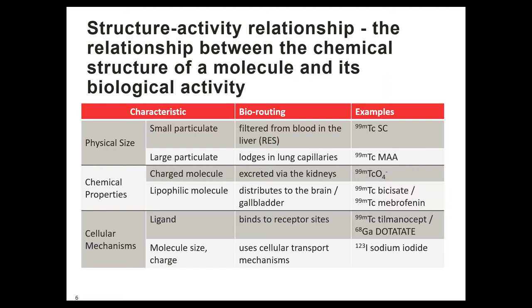They are electron-dense, not charged. They're polar molecules, and they can distribute into the fats of the body, whether that's bicisate (Neurolite) or exametazime. One brand of that is Ceretec. That is brain imaging, as well as mebrofenin. It's fatty enough that it will distribute into the gallbladder, just as if it was bilirubin, the bile salts that are used to emulsify fats that we consume in our diets. So those fat-loving molecules can distribute to those portions of the body.